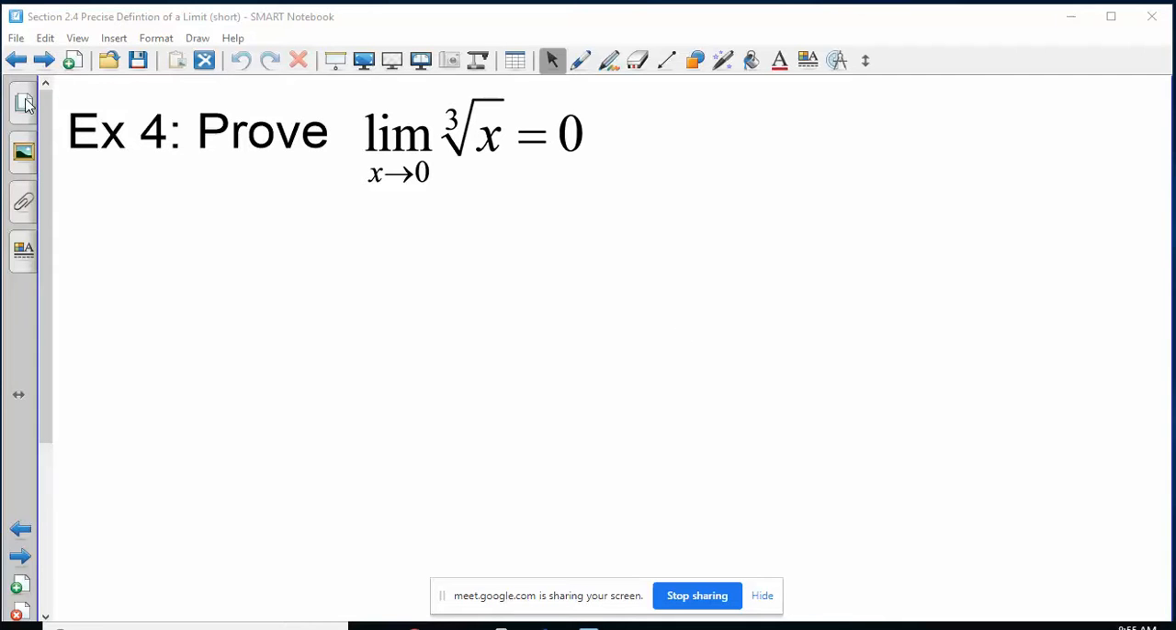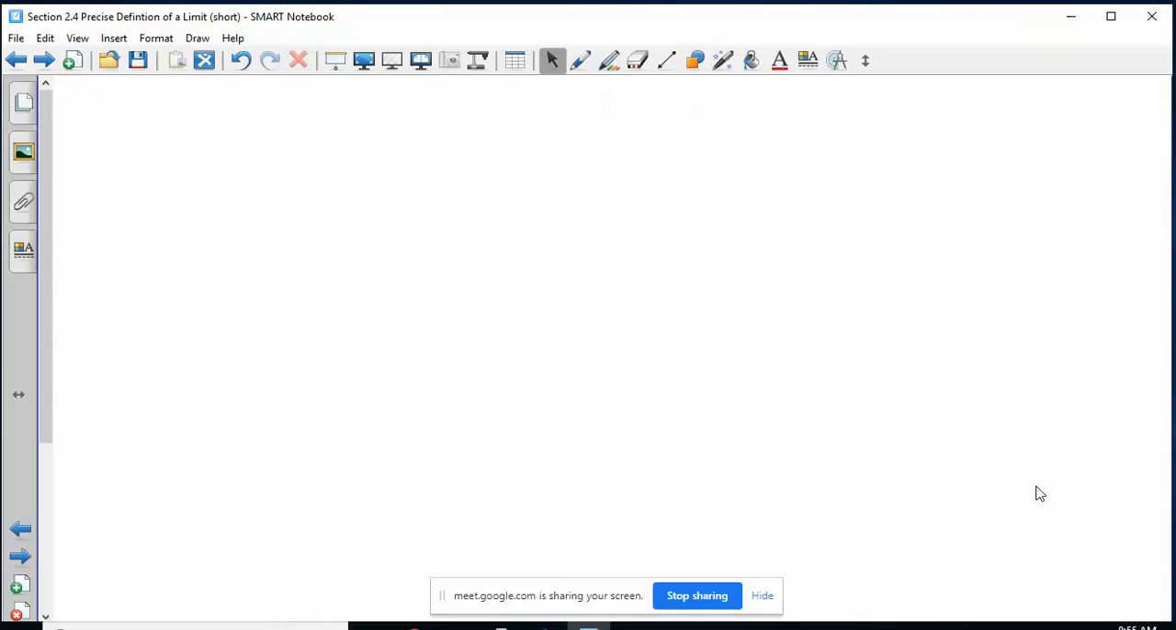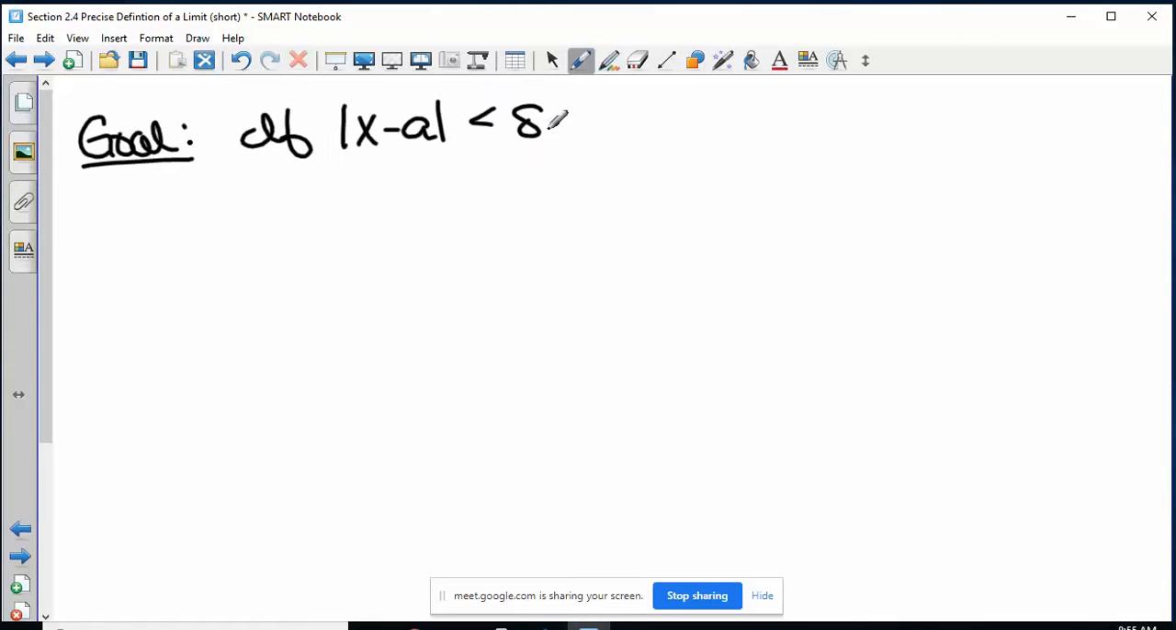So, on all of these, our general format is kind of the same. I recommend starting out by writing your goal. And your goal is just that definition. So this is kind of like our blueprint, what we're going to do on every problem. So the definition was, if the absolute value of x minus a is less than delta, then the absolute value of f of x minus L is less than epsilon.